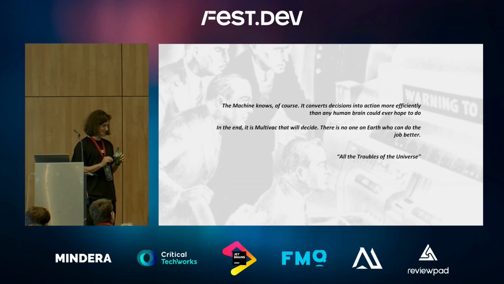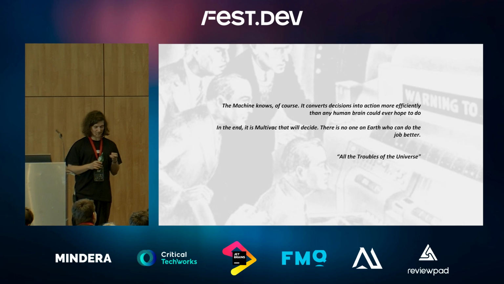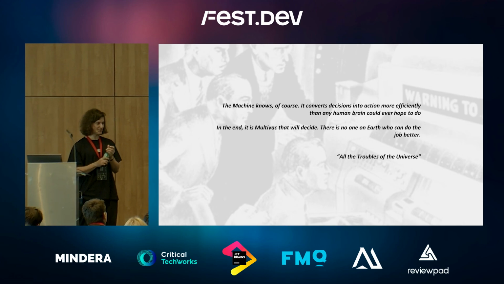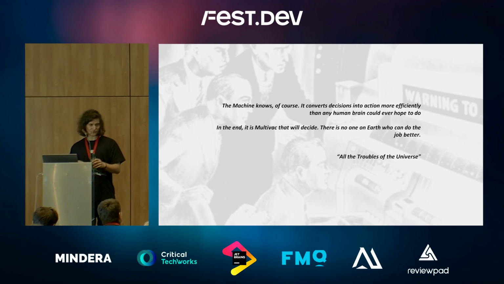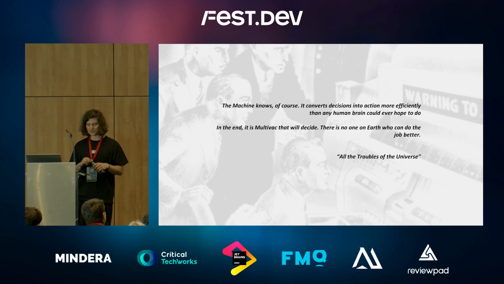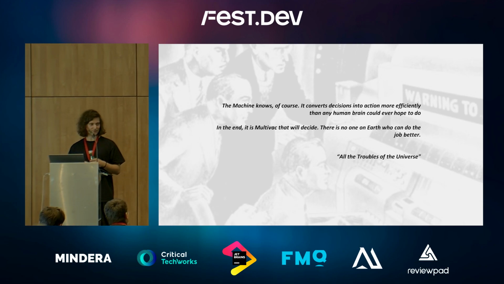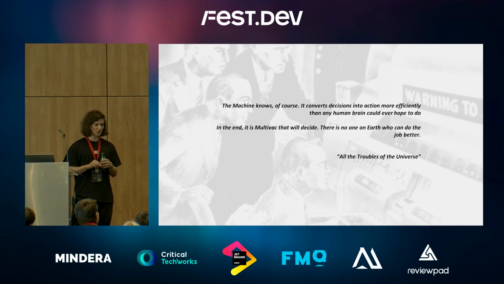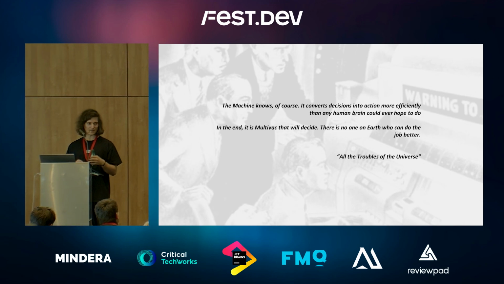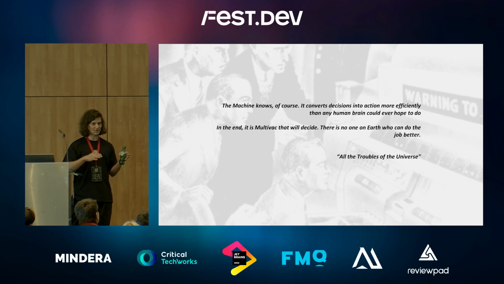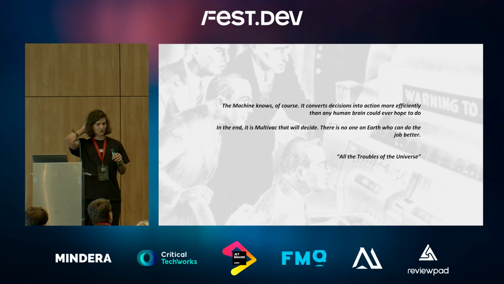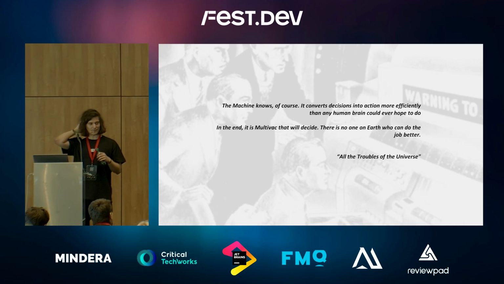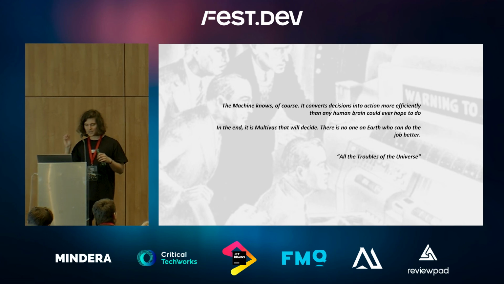Yeah, but trying to analyze the future, I really love to read a lot of futurists and some literature around it. One of my favorites is Isaac Asimov, and he wrote a lot of novels about Multivac. Multivac is something like a supercomputer that handles almost everything in the world. And these are just 3 random quotes from his novel All the Troubles of the Universe.